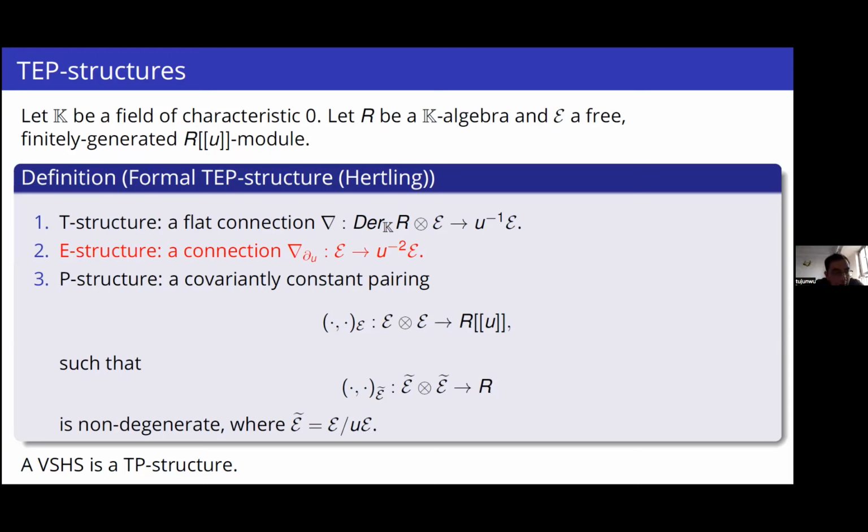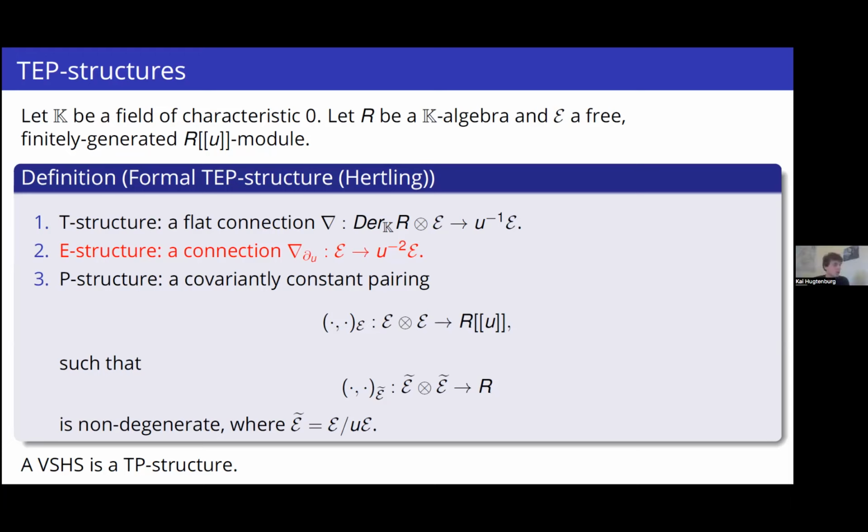So Kyle, can I ask a question? Why are these called T and E? I mean, P is for pairing, I assume. Yeah, so P is pairing or polarization. The T structure stands for twistor structure, I believe. It's from some physics origins, I think. And E, I think, stands for extension. Okay, makes sense.